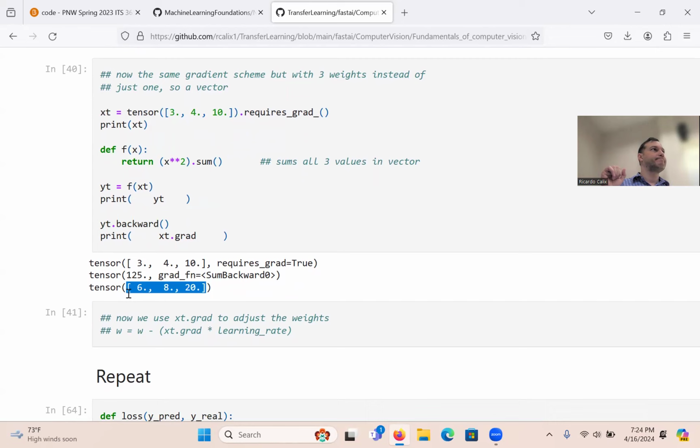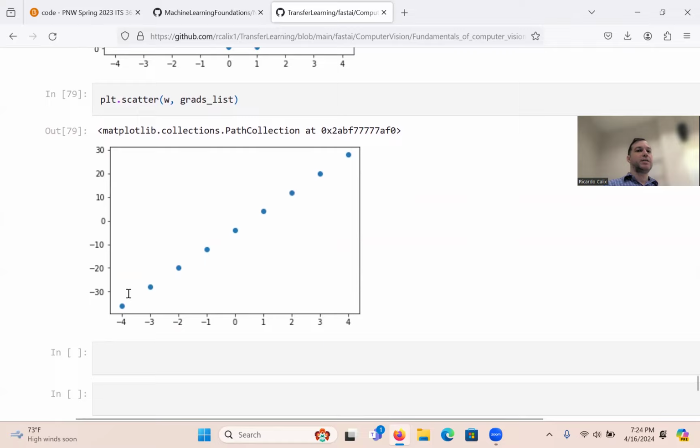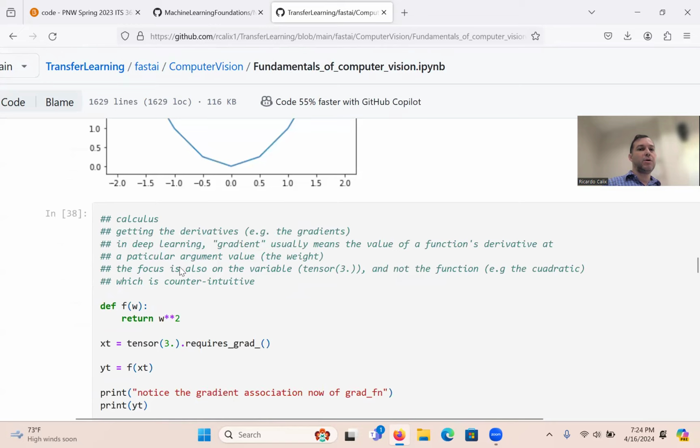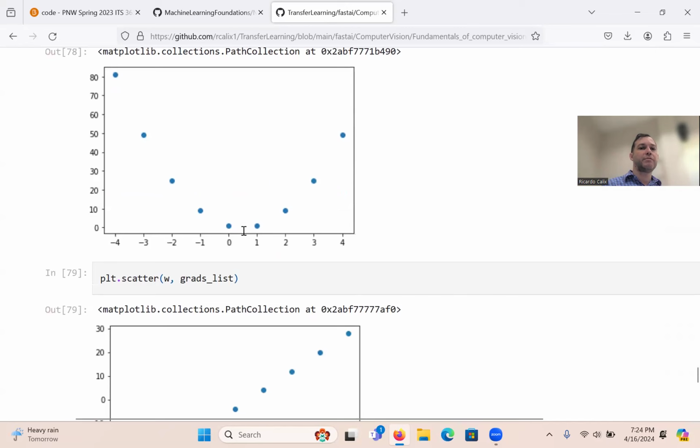Now I want to show you this, right? These two graphs, I want you to play with these and pay attention. Notice that this is, again, our quadratic function, right? I'm using the so-called MSE, right? So this one over here, which is just w squared. But at the bottom here, I'm now plotting two graphs. This is the quadratic, and this is the derivatives.